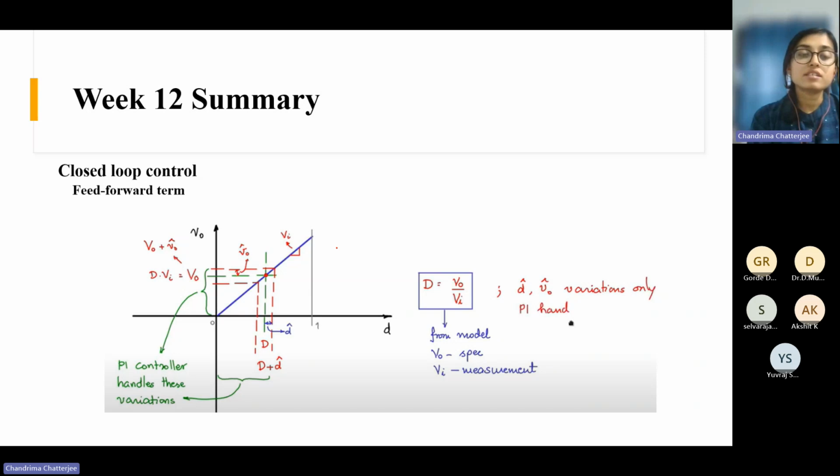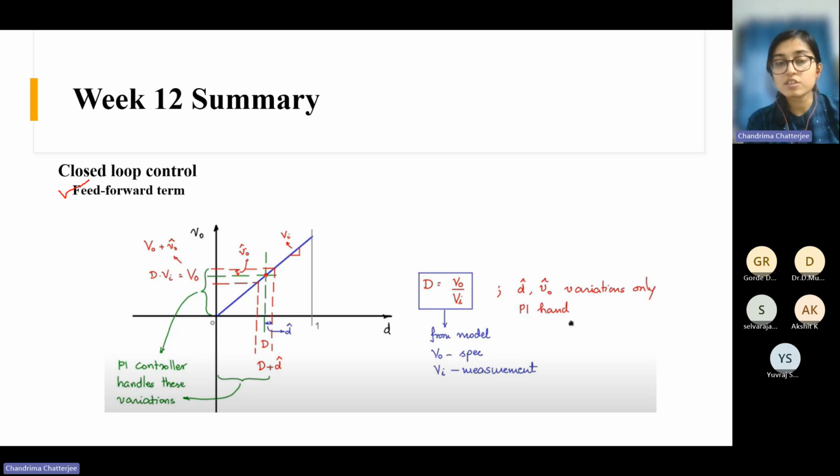So basically another strategy to improve the control action is to add a feed forward term. What is a feed forward term? That we will see. Suppose here we have taken one example, a buck converter only, right? For the buck converter, if you plot V out versus D, then this is a linear relation, right? Because V out is D times V input. So this slope is V input, a straight line passing through 0.